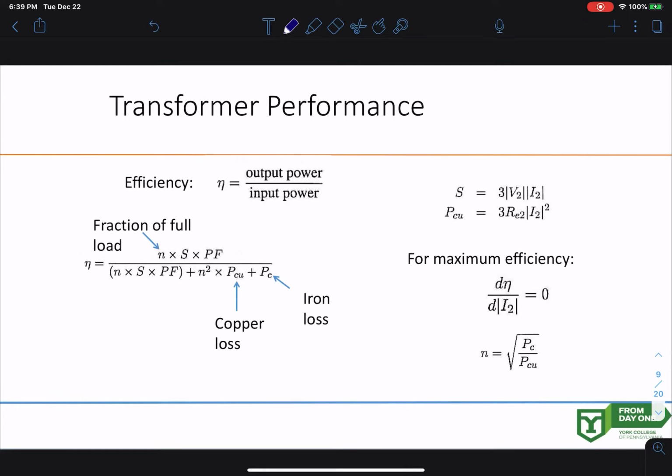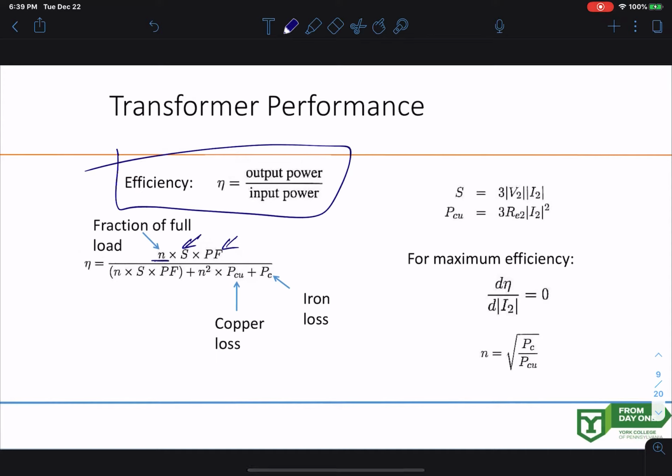Again, transformer performance is measured by the efficiency over here. So for the efficiency, it is your output power over input power. Your output power depends on your apparent power times power factor times fraction of full load. So n could be 0 to 1, how much you're using based on the full load. Then over here, you have the same thing plus all the losses, right? So n squared times copper loss plus your core loss. Core loss means iron loss in the magnetic core. So that's how you get the efficiency of the transformer.